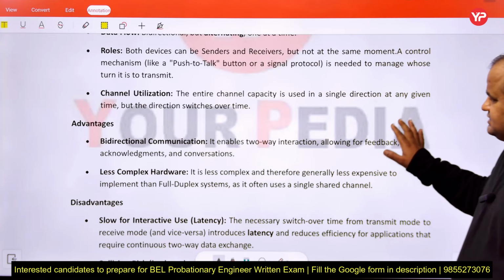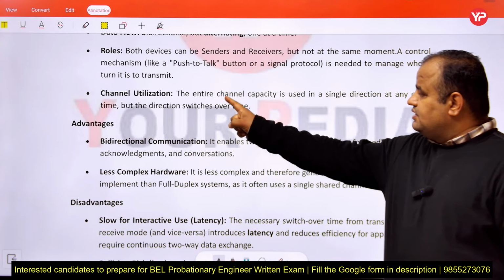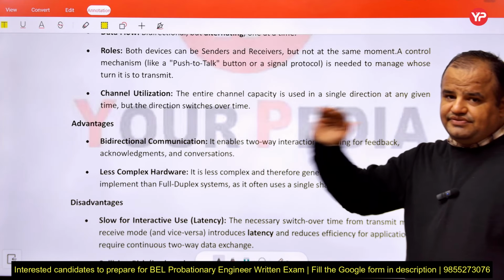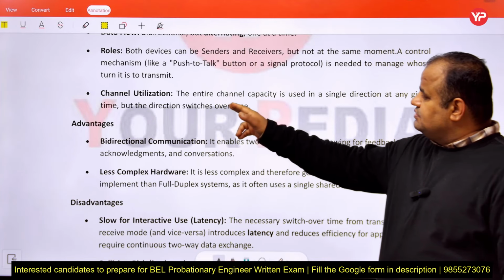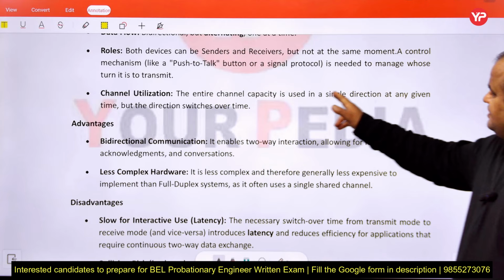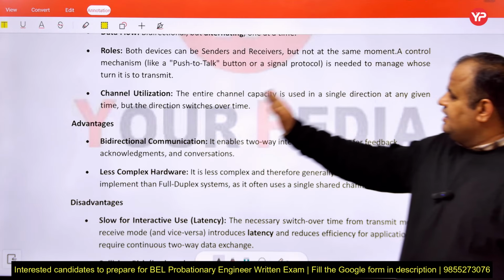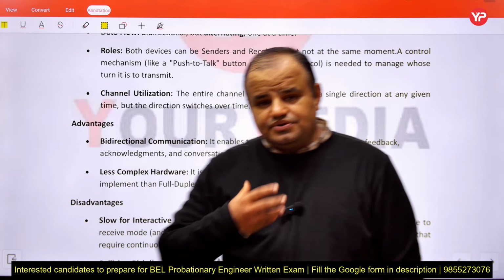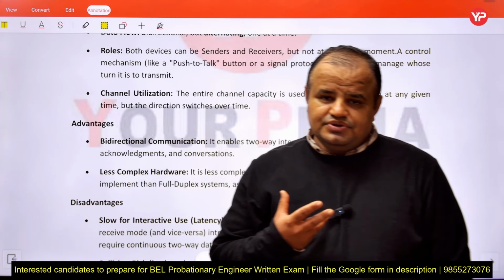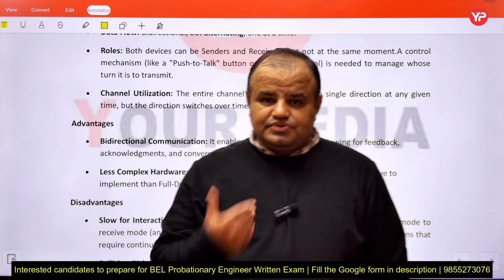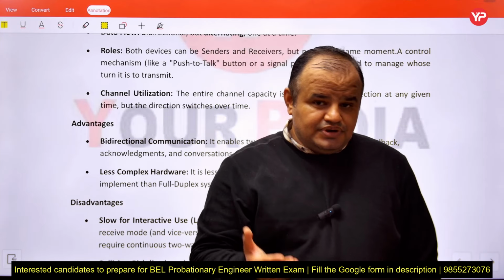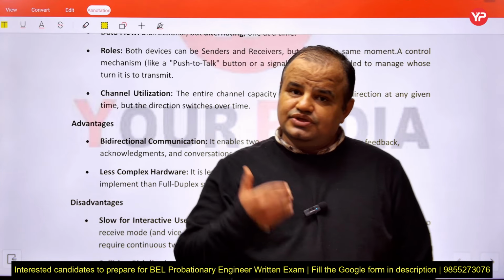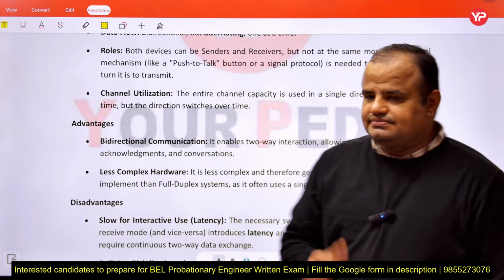Channel utilization. Now see, that is very important. In the simplex mode, because only the sender can send the data, it is utilizing the whole channel capacity. The entire channel capacity is used in a single direction at a time, but the direction switches over time. It means whenever I want to send the data, I am going to utilize the complete channel. When you are going to send, and my state is the listening state, then you are using the whole channel.